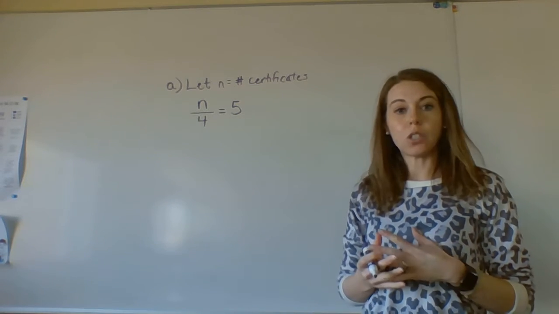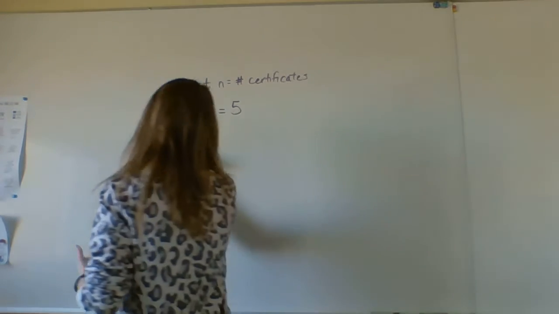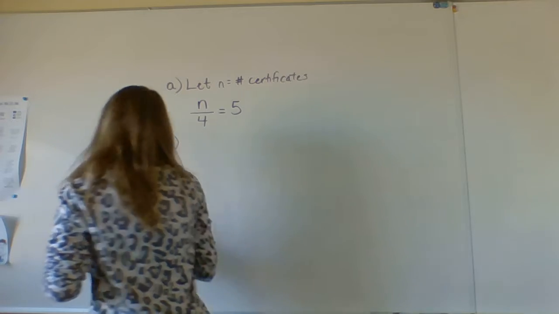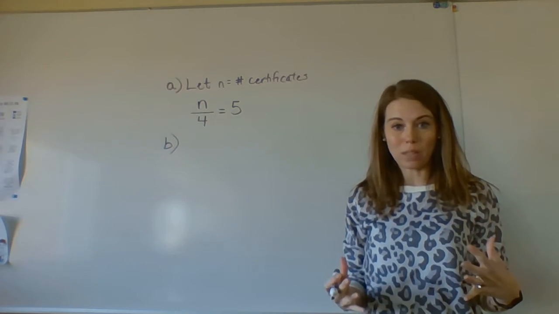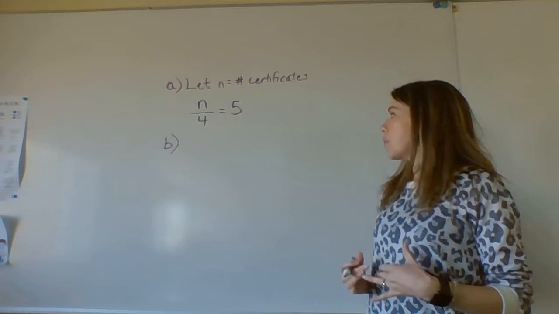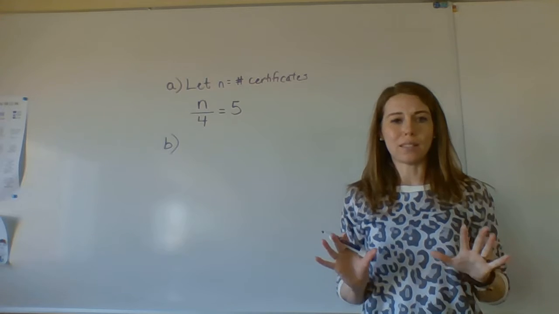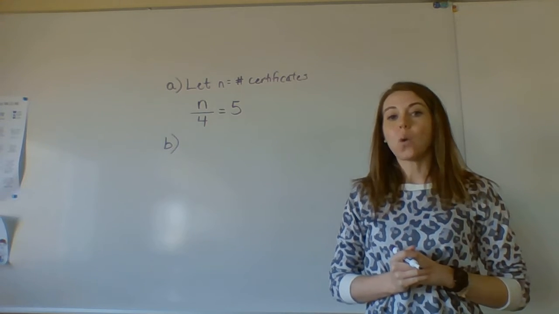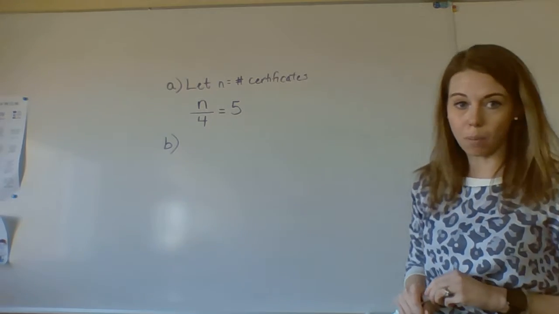So the next thing I have to do is I need to solve the equation. So that's part B. Now, really, this is the same as everything that we've been doing thus far. N divided by 4, we need to get that n all by itself. We don't want anything else on the same side of the equal sign as that. So I need to think about what is happening between the n and the 4, what operation.